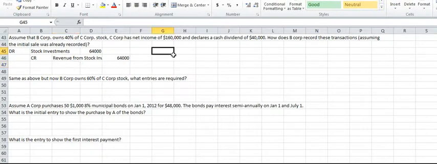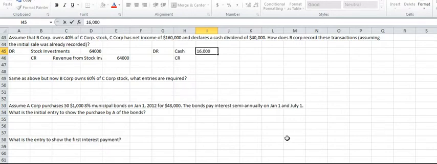Okay, and then for the dividend, do it like this. Now for a cash dividend, we own 40% of the company, so we are going to get cash. Doesn't matter what percentage of the company we own. They're still going to pay us out cash for these dividends, and that's going to be $10,000, which is, I'm sorry, not $10,000, but $16,000. And this is actually going to lower our stock investment in the company by that same amount.